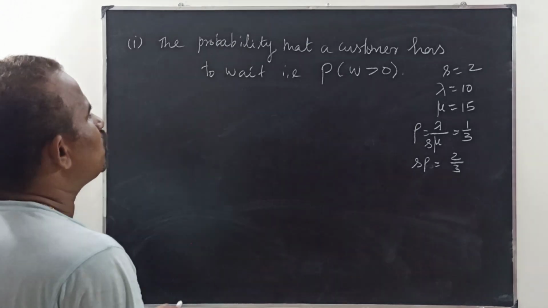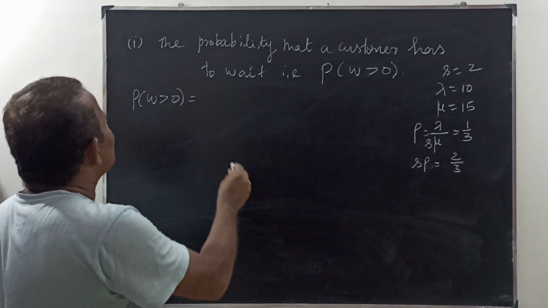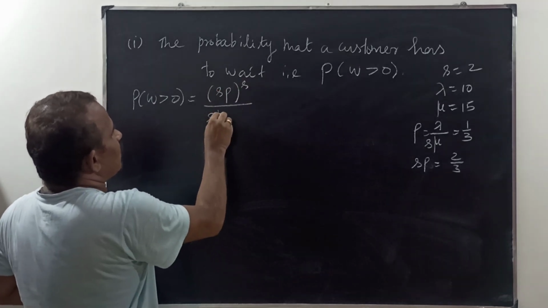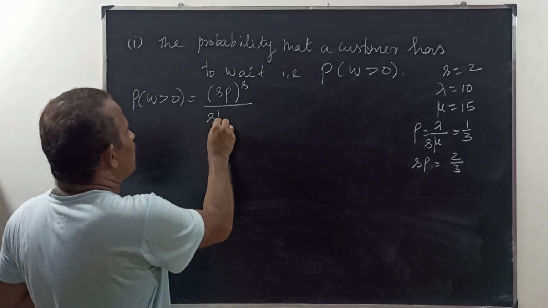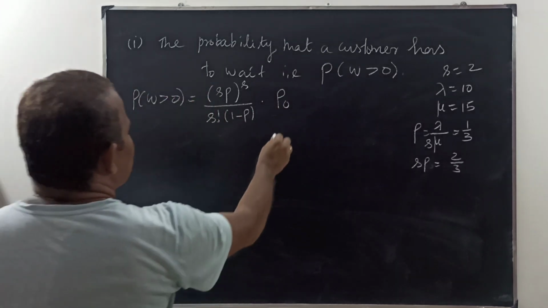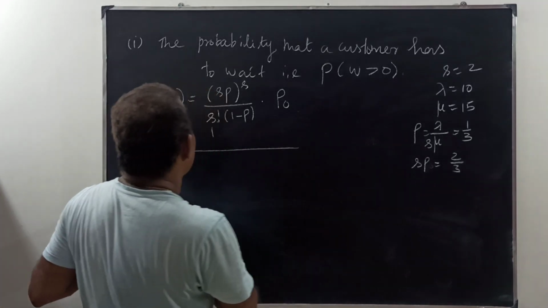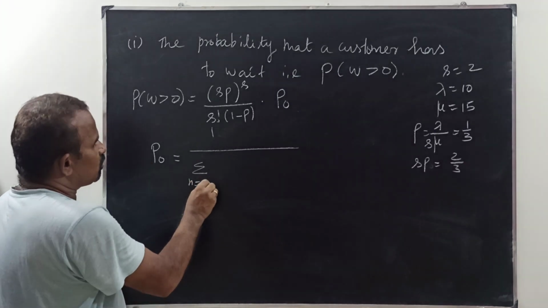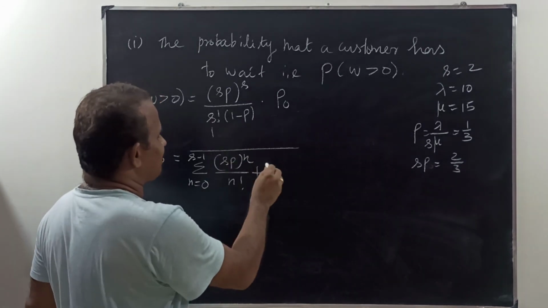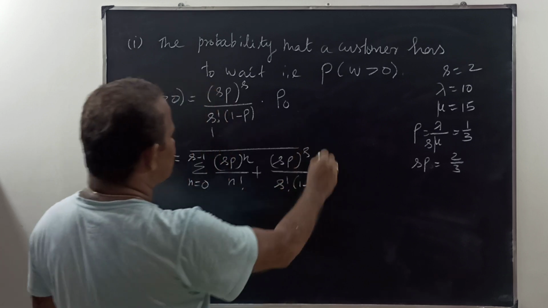So the first question is the probability of W is greater than 0. Therefore, probability of W greater than 0 is equal to (S rho)^S divided by S factorial into 1 minus rho into P naught, where P naught is equal to 1 divided by the summation of n equal to 0 to S minus 1 of (S rho)^n divided by n factorial, plus (S rho)^S divided by S factorial into 1 minus rho. So this is nothing but P naught.